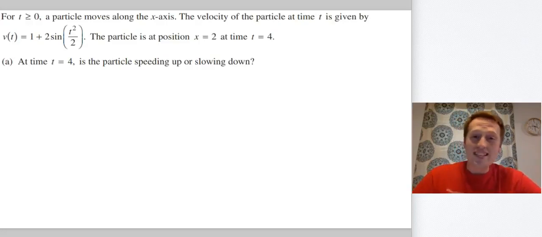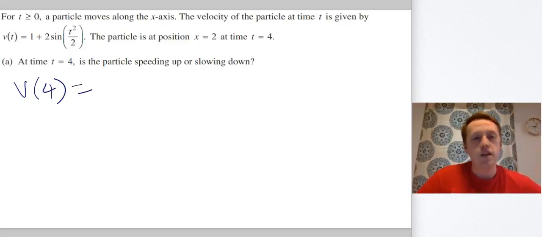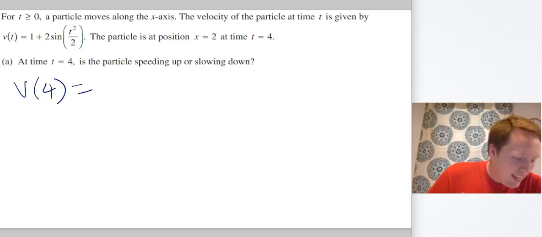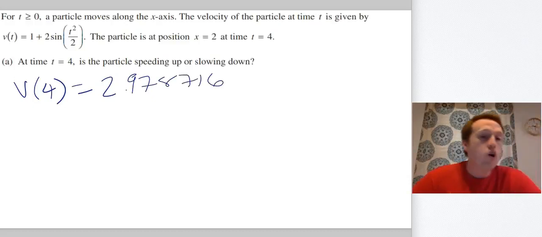Okay, so this one is a calculator question. It wants to know at time t equals 4, is the particle speeding up or slowing down? So speeding up and slowing down, that means we need to know the velocity and the acceleration at t equals 4. So let's find v of 4. We get v of 4 just by plugging 4 into the expression, and when you do that, you end up getting 2.978716.